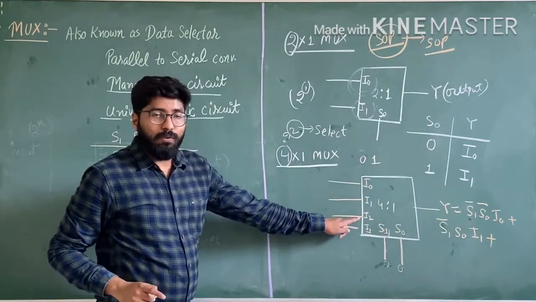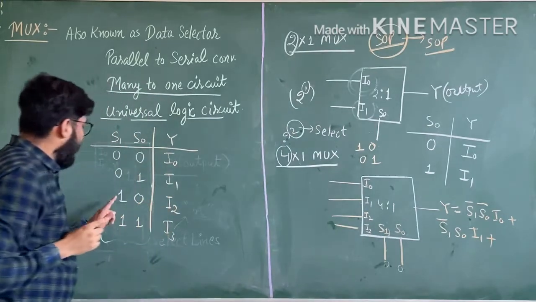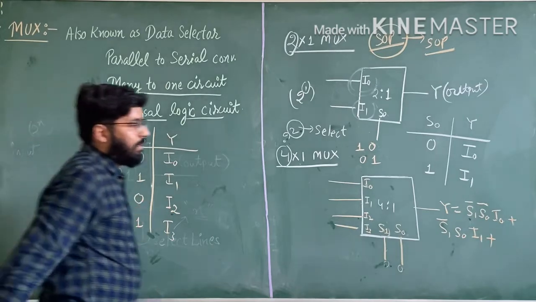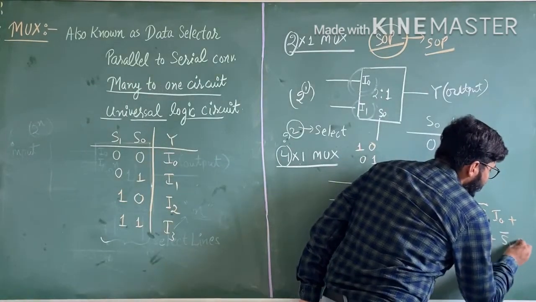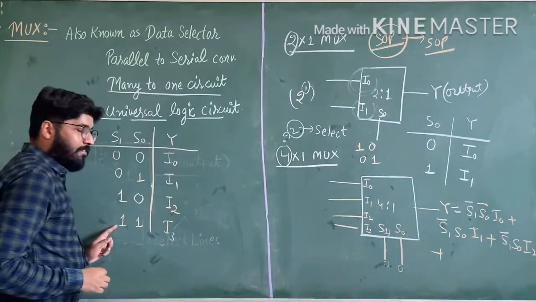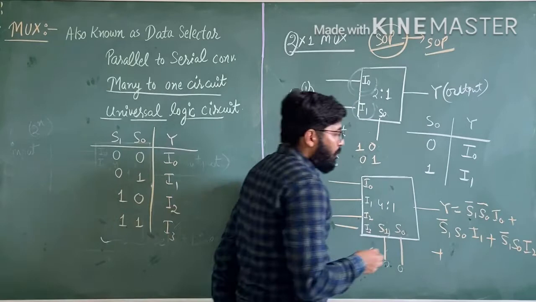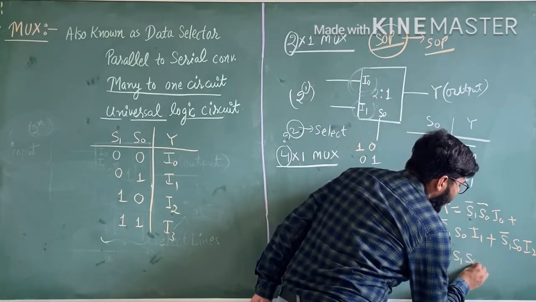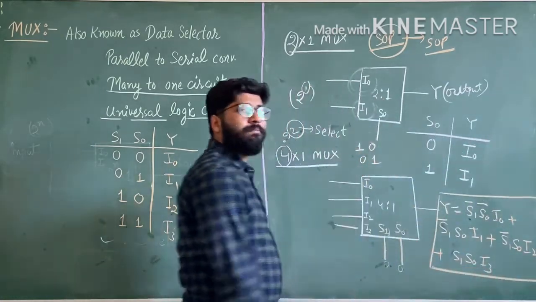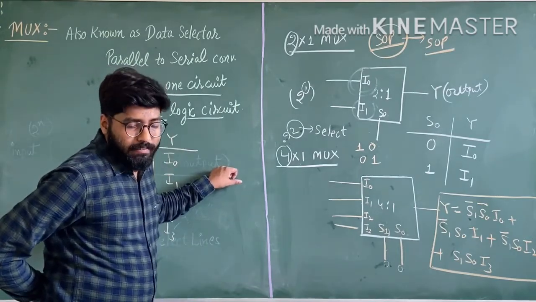Now you want I2. For I2, S1 becomes 1 and S0 becomes 0, so it is S1, S0 complement, I2. Plus, if we have S1 as 1 and S0 as 1, you get output I3, so you represent them without complement form, S1, S0 and I3. This is the final output of the multiplexer. Okay, it is clear to you. In this way we can get a 4 cross 1 multiplexer.